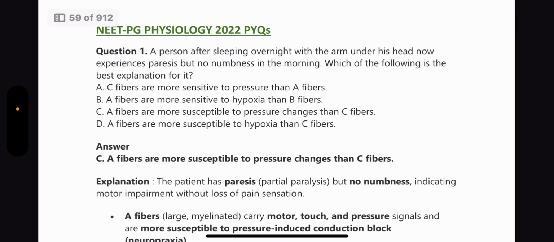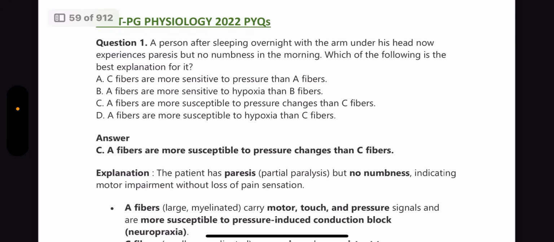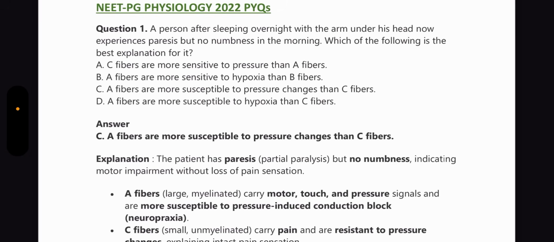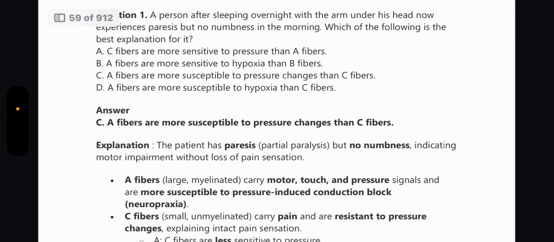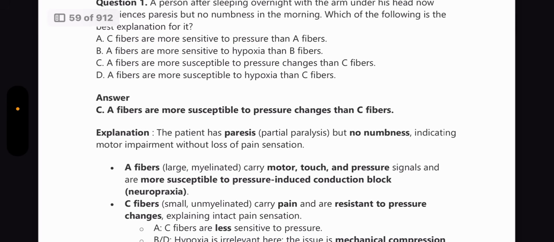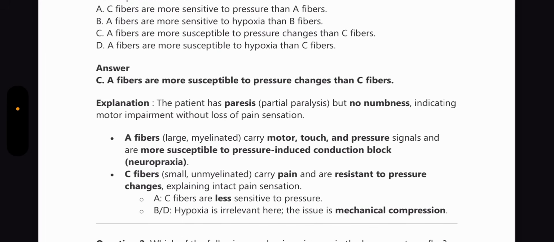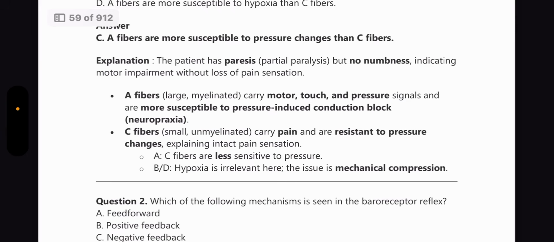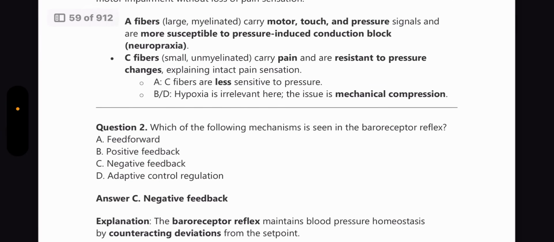2022 PYQ. A person was sleeping overnight with arm under his head, now experiences paralysis but no numbness in the morning. Which of the following is the best explanation for it? Answer: A fibers are more susceptible to pressure changes than the C fibers. The patient has partial paralysis but no numbness, indicating motor impairment without loss of pain sensation. A fibers, which are large myelinated fibers, carry motor, touch and pressure signals and are more susceptible to pressure-induced conduction block, that is neuropraxia. And C fibers, which are small fibers, carry pain and are resistant to pressure changes, explaining the intact pain sensation. C fibers are less sensitive to pressure.